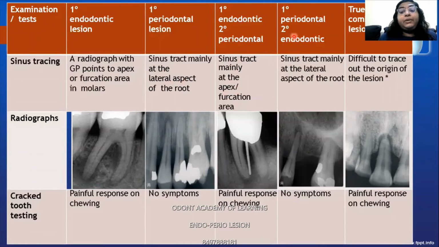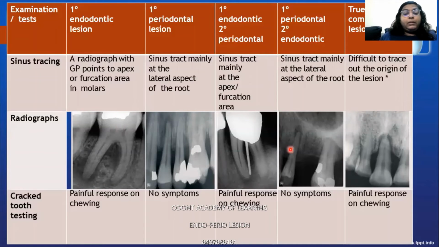And in primary perio, secondary endo, the sinus tract is mainly at the lateral aspect of the root. So please remember, in the case of a primary perio lesion, the sinus tract will be mainly at the lateral aspect of the root, either here or here. Whereas in the case of a primary endo lesion, you will see the sinus tract at the apex or at the furcation area. In a true combined lesion, it will be difficult to trace out the origin of the lesion. So in a true combined lesion state, sinus tracing does not hold much significance.